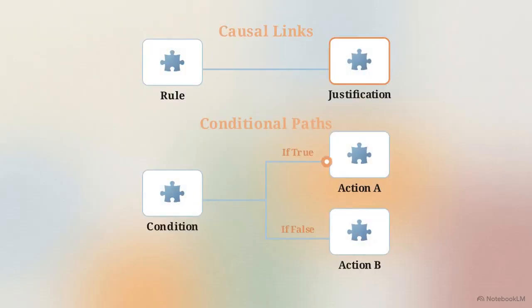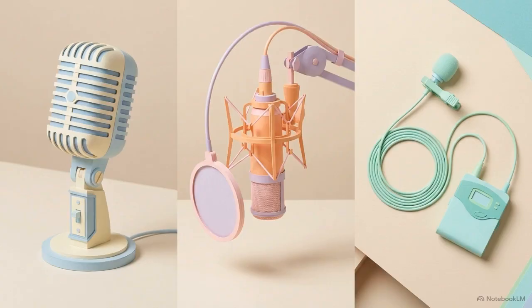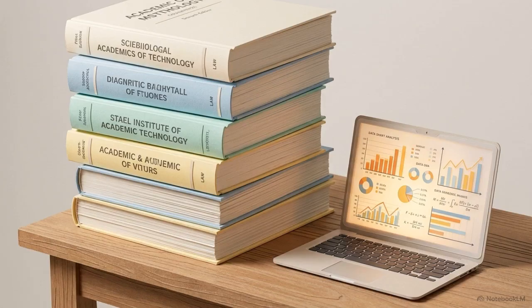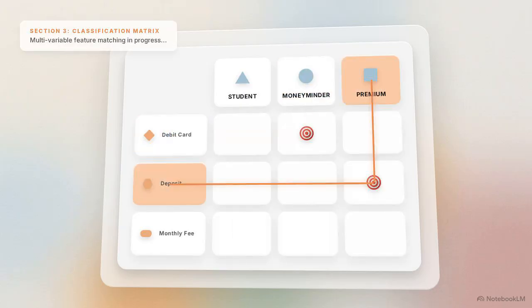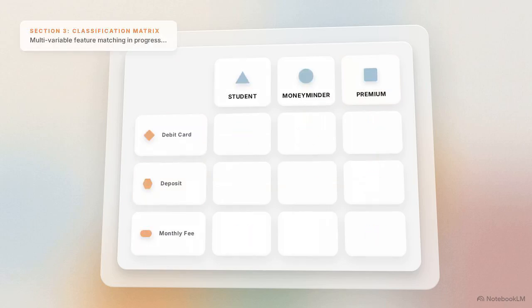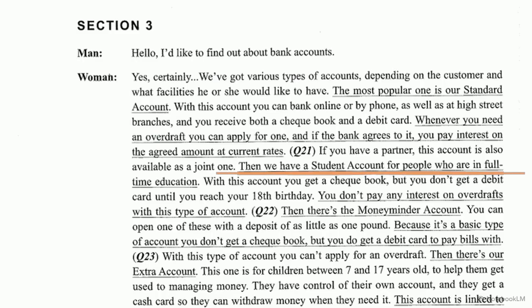Section 3 returns to a multi-speaker format, but elevates the content to highly technical or academic classification. The core challenge here is navigating a classification matrix. The listener has to correctly match specific features to distinct categories, in this case, different types of bank accounts. This transcript block outlines the features of the student account.